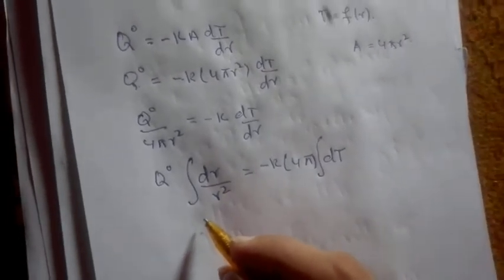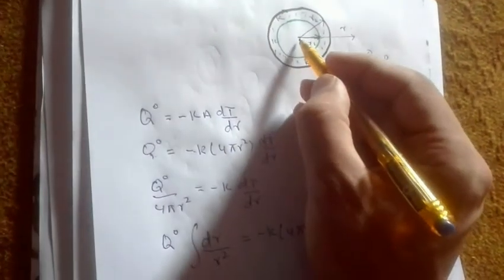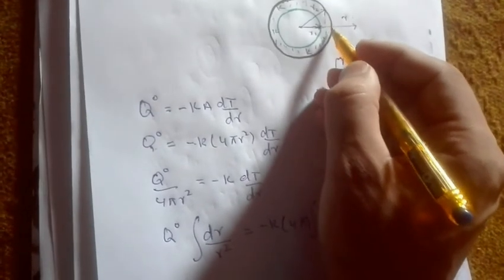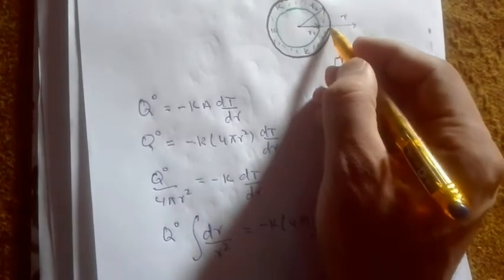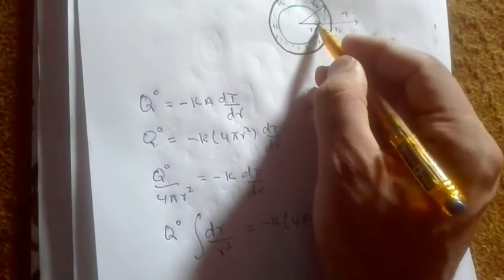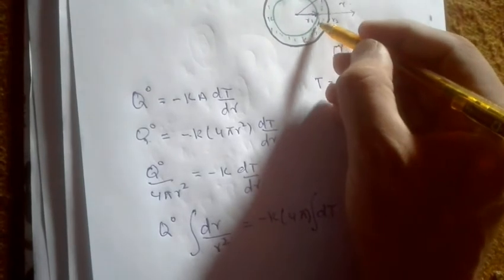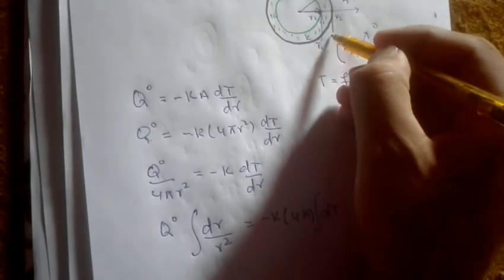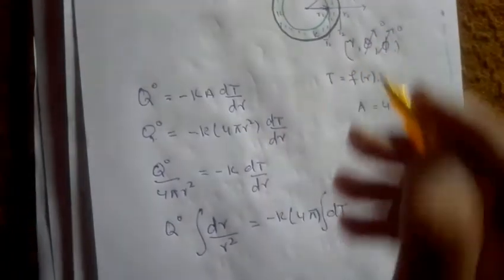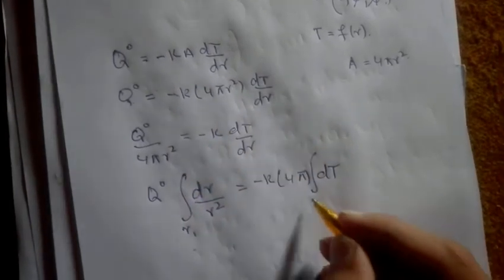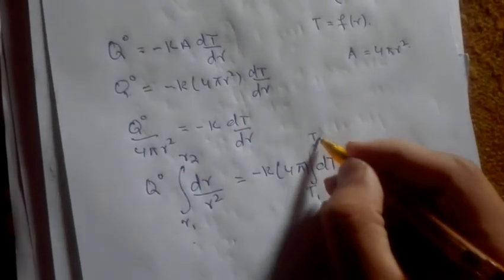Suppose this is the center of the sphere, this is radius 1 and this is radius 2. At r equal to r1, the temperature is T1. At r equal to r2, the temperature is T2.